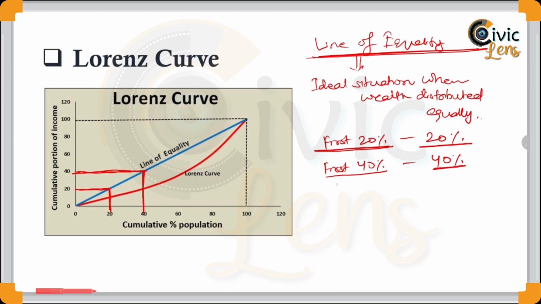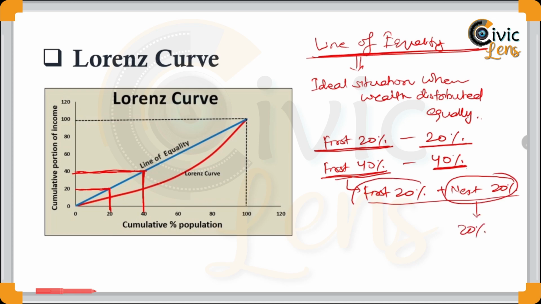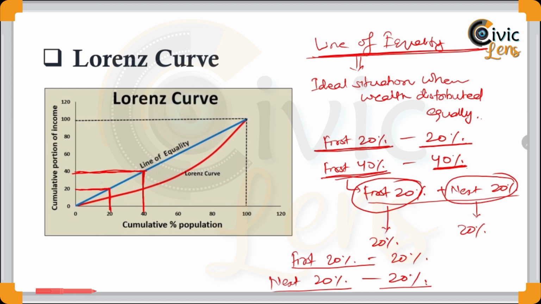That means this first 40% includes the first 20% plus the next 20%, and they are earning 40% in total. That means the next 20% are also earning 20%, because the first 20% are earning 20%. So the first 20% are earning 20% and the next 20% are also earning 20%. That means the wealth or the income is being distributed equally among each 20%. That is how this is the line of equality, the ideal situation when the wealth or the income is distributed equally among each 20% or any percentage of the population.